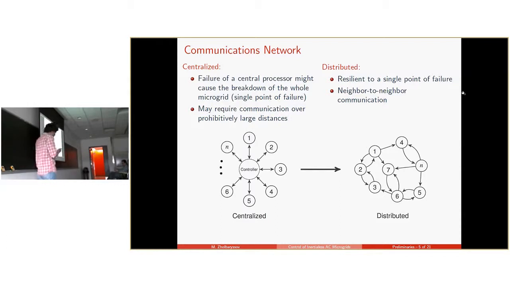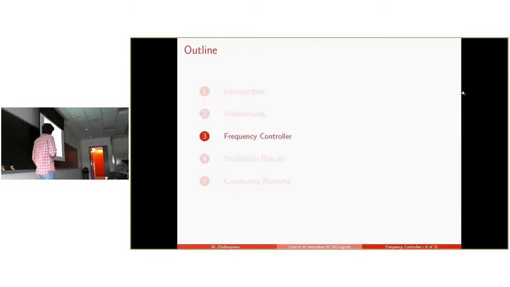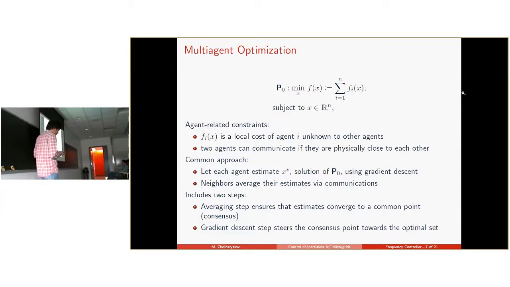And regarding the communications network, we choose a distributed architecture because it's resilient to a single point of failure. Centralized architecture requires communications over prohibitively large distances, and it's more difficult to tune the parameters of the centralized controller than those of the distributed controller. So frequency control design will be based on concepts from multi-agent optimization.